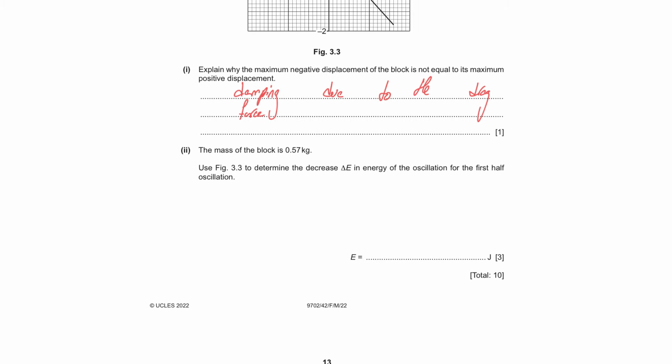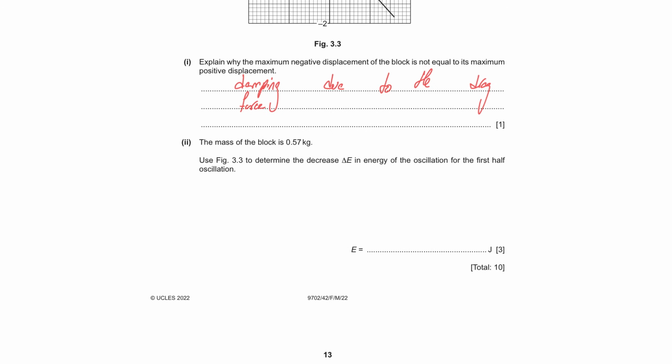Part 2 says the mass of the block is 0.757 kilograms. Use figure 3.3 to determine the decrease delta E in the energy of oscillation for the first half oscillation. How much does the energy decrease by? So the formula for energy, E is equal to half m omega squared x naught squared. The change in energy can be found using half m omega squared times x2 squared minus x1 squared. The two different values of x.